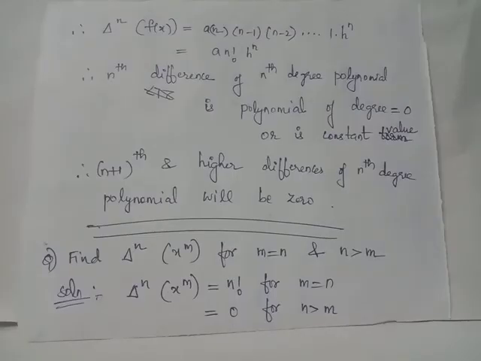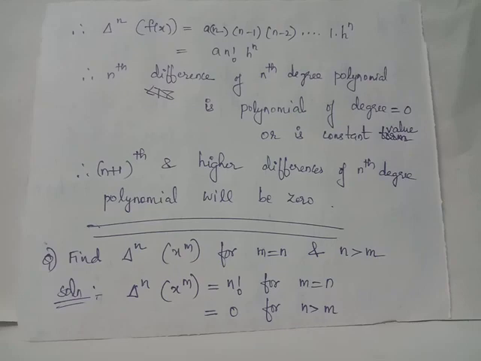Similarly, the third difference of an nth degree polynomial will be a polynomial of degree n minus 3. Generalizing, the nth difference of the nth degree polynomial f of x will be of the form a into n into (n-1) into (n-2) into etc. into 1 into h^n. That is a into n factorial times h^n. That is, the nth difference of the nth degree polynomial f of x will always be a polynomial of degree n minus n, which is 0. A polynomial of degree 0 is a constant value. Thus, we have concluded the nth difference of an nth degree polynomial will always be a constant.